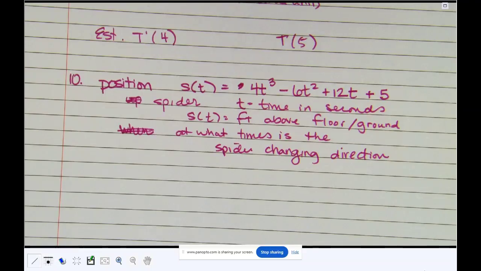When the spider is changing direction, what has to be true? Its position changes. The velocity has to equal zero. Velocity has to equal zero. And then velocity equals 0, and then. So you have to say double time? Yeah, that's what we were just saying. Okay, that is a possibility. Is velocity double time?